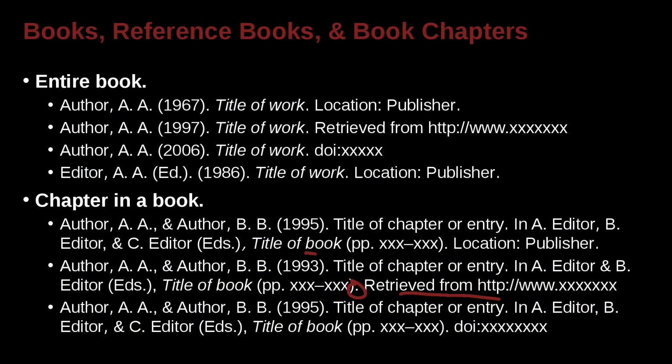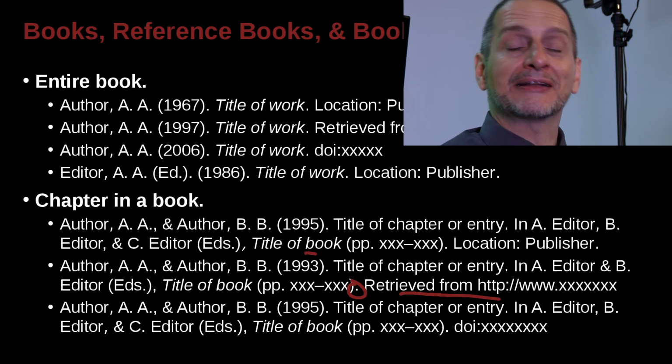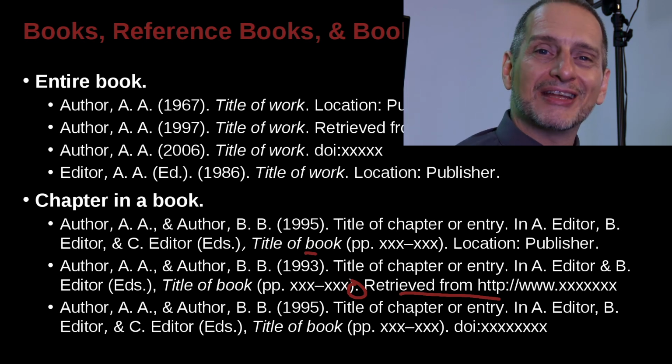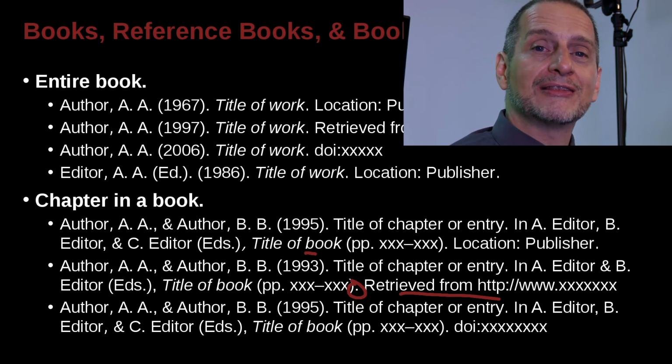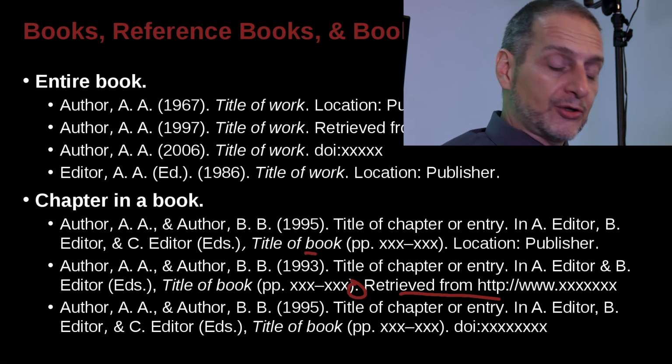One more thing we could do is DOI. So same thing all over again, only now we're going to have the document object identifier at the end rather than the URL, rather than the city and the publisher's name. Okay, great. So we're making some progress, I think.